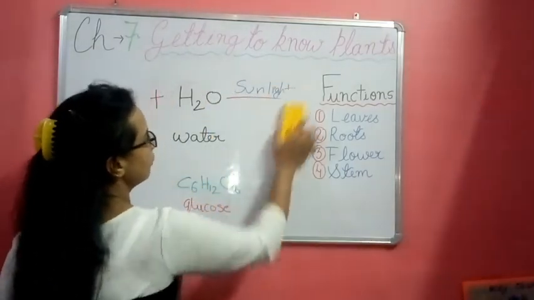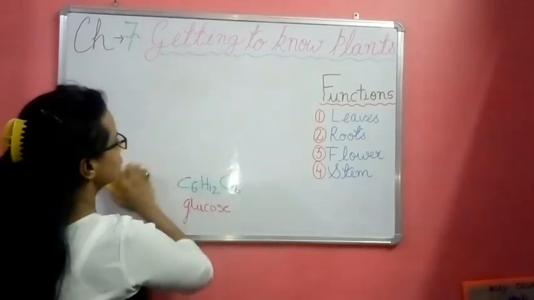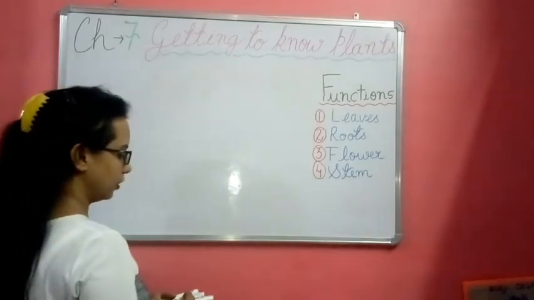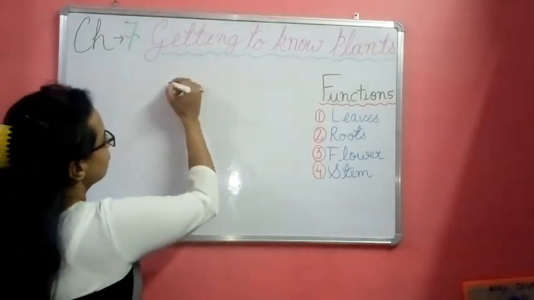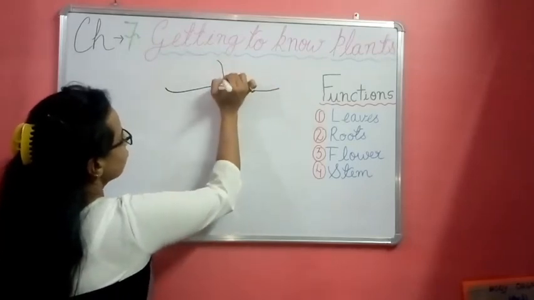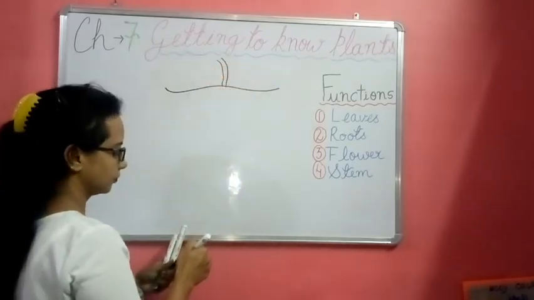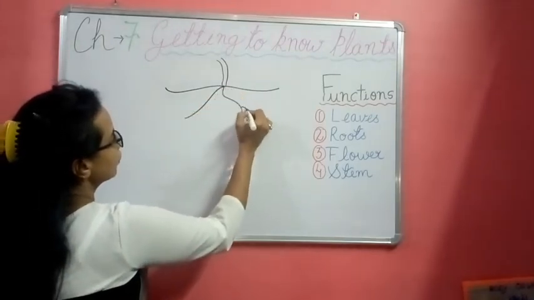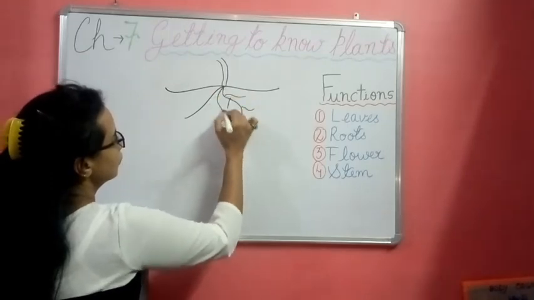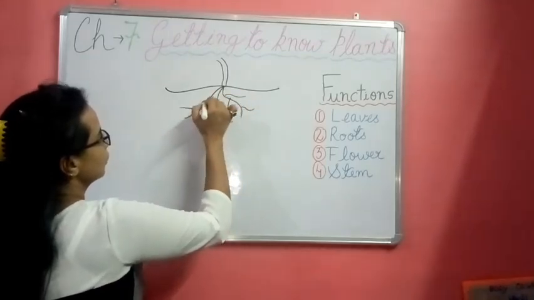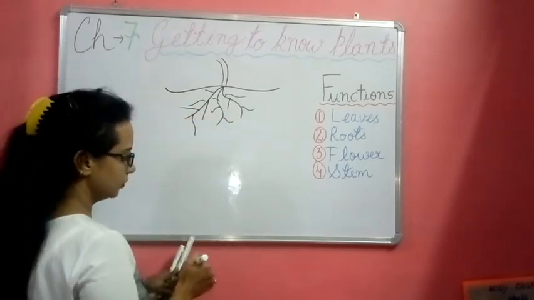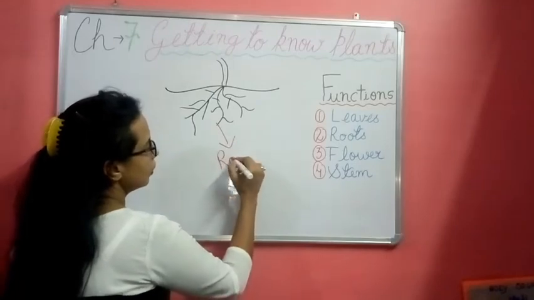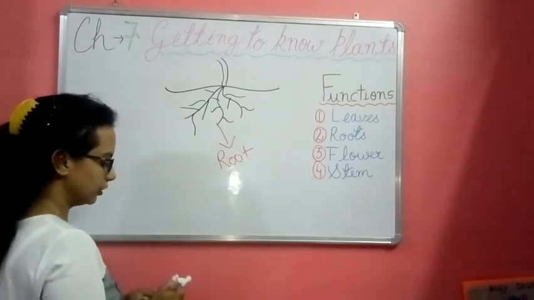Now second, we will understand the function of the roots. For this, first let's draw the structure of the root. For example, this is the plant, and this is the root.